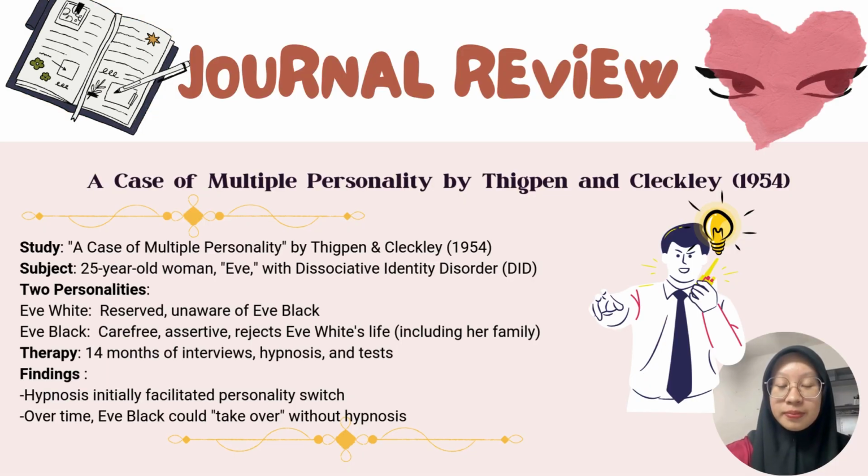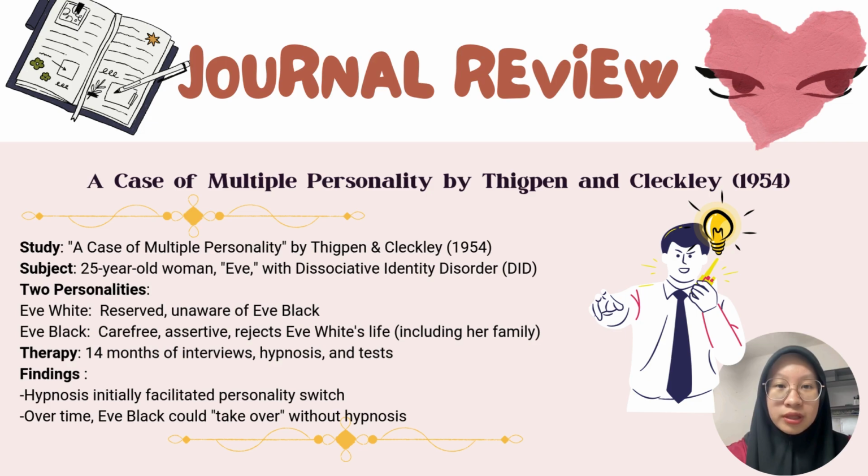I am going to explain the journal review. This is a case of multiple personality by Thigpen and Cleckley in 1954. This journal explored the case of a 25-year-old woman referred to as Eve, who exhibited dissociative identity disorder, also known as DID. Eve displayed two distinct personalities, Eve White, a reserved woman, and Eve Black, a more carefree and assertive individual.